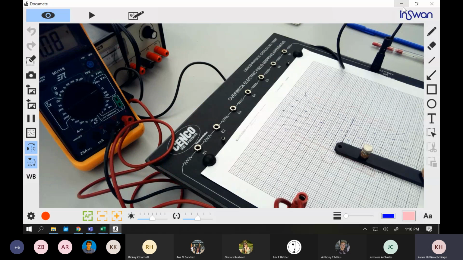Okay, so first one 1.08, 2.20, 3.0, 3.70, 5.10, 6.41, 7.54, and last one 8.34.